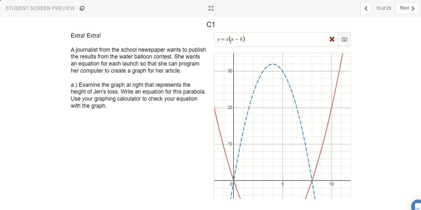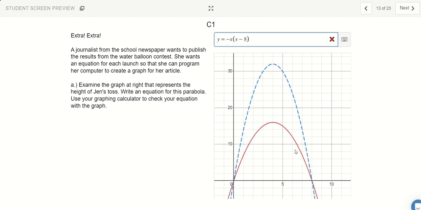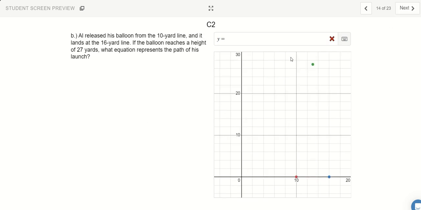This graph is also upside down, so let's go ahead and flip it over. And it doesn't seem quite tall enough yet. Let's go and see if we can double the height. And if we double the height, notice that it does match. So this is the equation for Jen's water balloon toss. Let's go and try the next one.